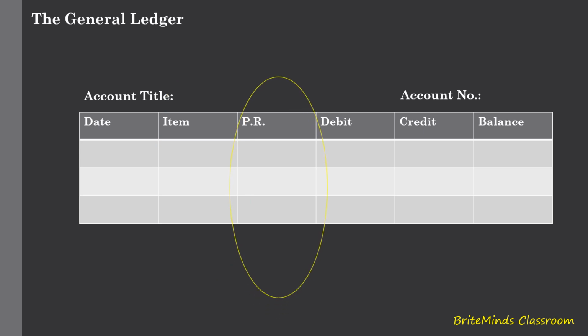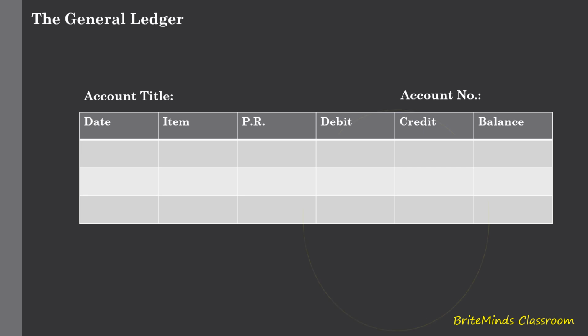And then next is the post reference. The reference of the general ledger identifies the page number of the general or special journal from which the information was taken. For example, the transaction of July 3 was taken from page number 1 of the journal or the special journal.